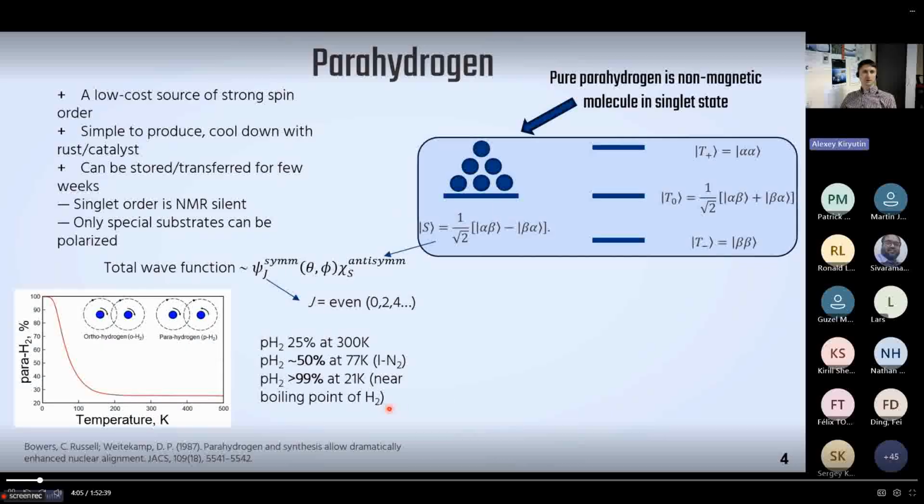The separation between ortho and parahydrogen is possible due to the different rotational quantum numbers, achieved through simple cooling in the presence of a conversion catalyst. Here we show typical parahydrogen enrichment levels. At liquid nitrogen temperature, we obtain about 50% of parahydrogen, while at 22 Kelvin, we achieve over 99% of parahydrogen. In our experiments, we worked with parahydrogen enriched to below or above 98%. This makes parahydrogen an inexpensive and very powerful source of spin order that can be stored in pure form for several days without significant losses.